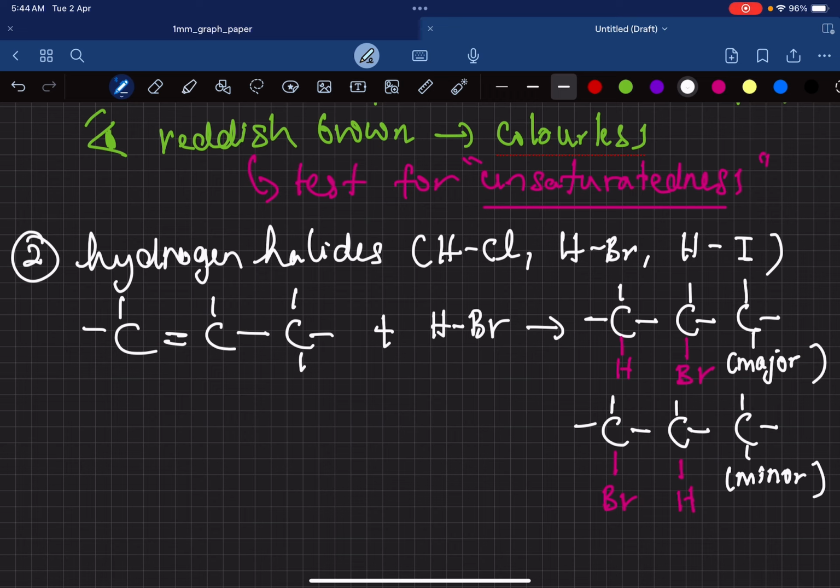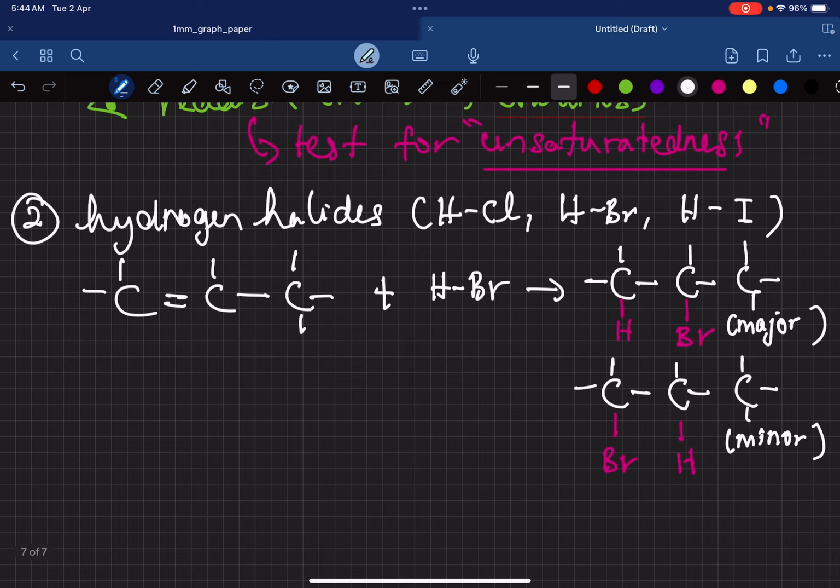Major and minor, because usually the hydrogen will prefer to be attached to a carbon that already has more hydrogens than the other carbon. In this carbon, you see, there are already 2 hydrogens, so it will prefer to add to this carbon. Meanwhile, in this carbon there is only 1 hydrogen. So hydrogen always prefers to add to a carbon that already has a lot of hydrogens. So that's the major product. That's hydrogen halides.